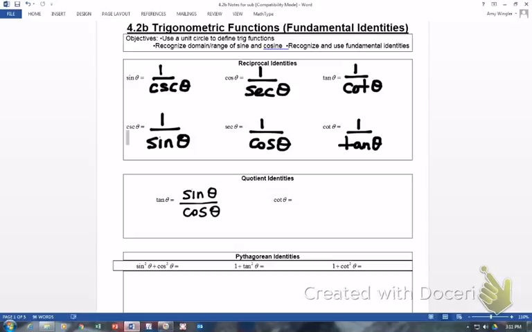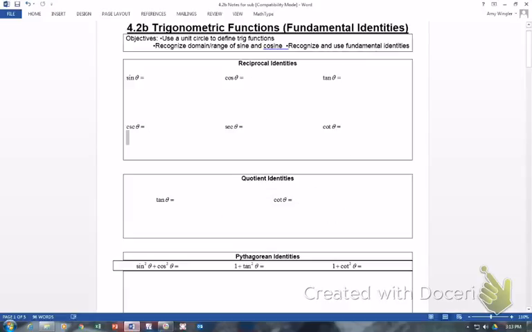Cotangent is the reciprocal of tangent, so if tangent is y over x, which we now can say is sine over cosine, then cotangent would be x over y, which is the cosine of theta over the sine of theta. So anywhere in a problem where you see a tangent of theta, you could now replace it with a sine of theta over cos of theta if it would help you solve the problem.